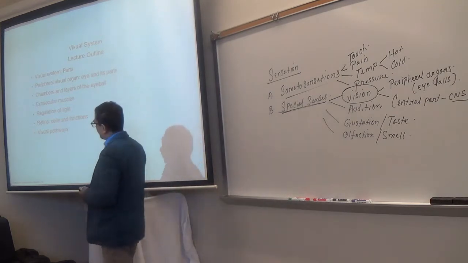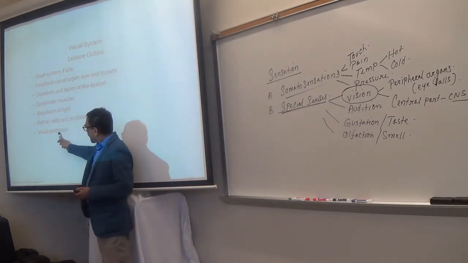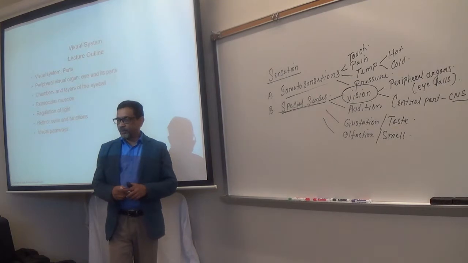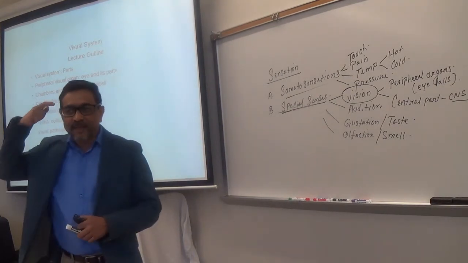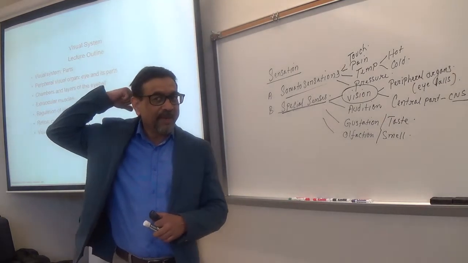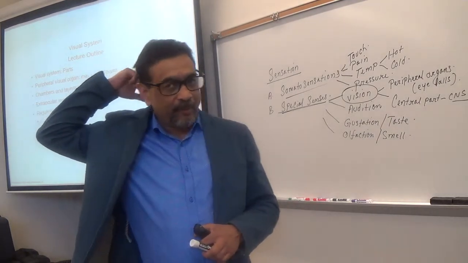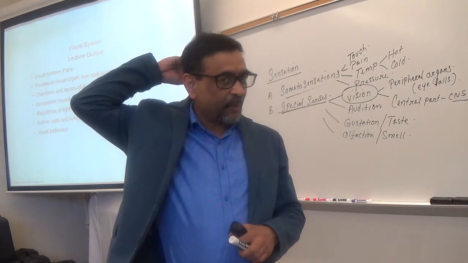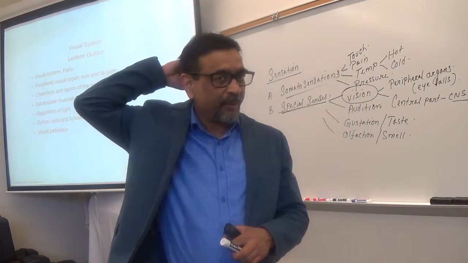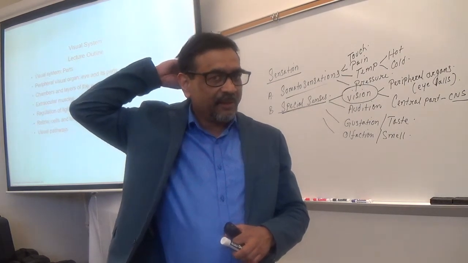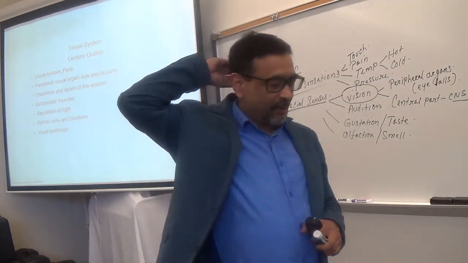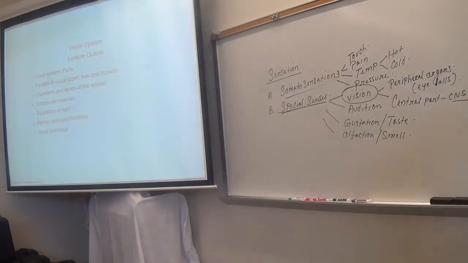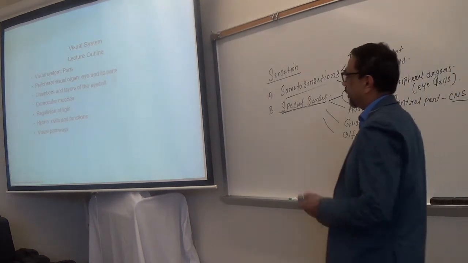So we'll talk about the retina, and then we'll talk about the visual pathway. That means from the eye, how the signal is taken to the brain. You remember in the back of your occipital lobe, you have the primary visual cortex here. So from the eye, the signal should go all the way to the back of the occipital lobe. So how that signal travels, taken to the primary visual cortex.